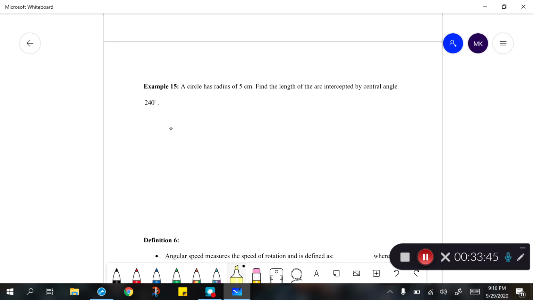What did I just say? We can't do this, right? Because theta is 240 degrees, but it has to be in radians. Oh, but wait, that's right. We just talked about converting degrees to radians a little bit ago. So let's do that first.